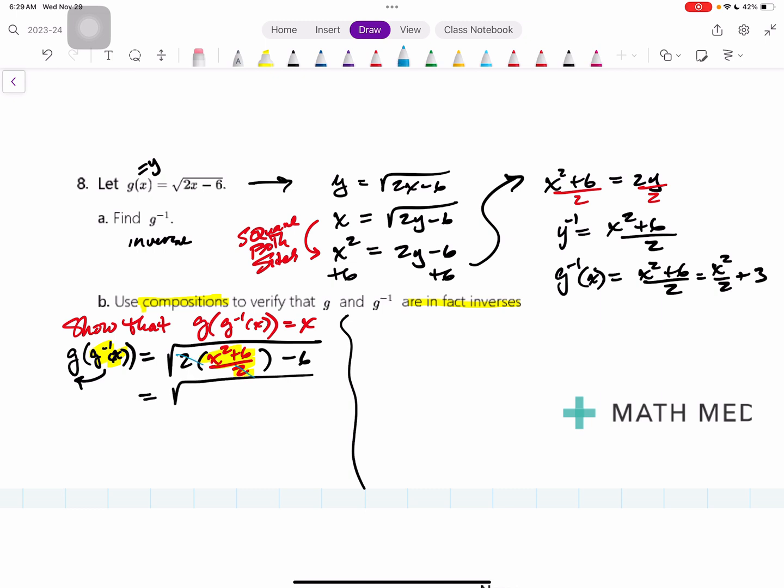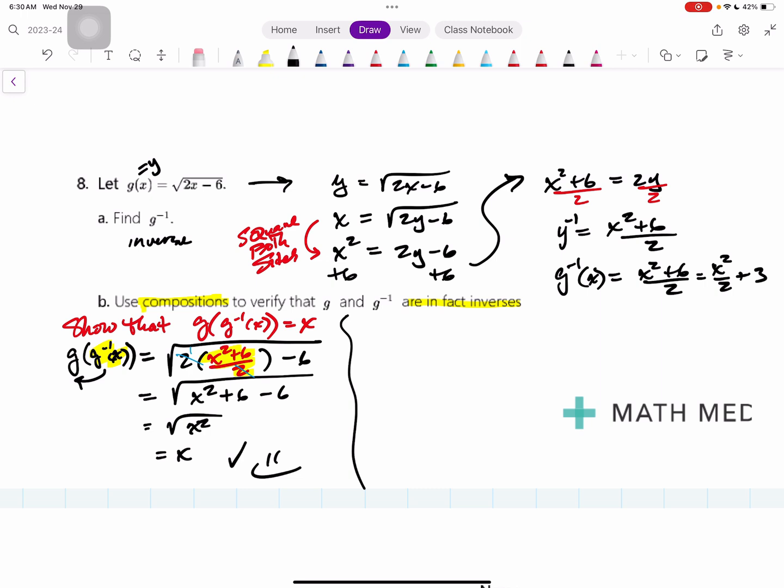Simplifying, let me see, 2 divided by 2 is typically 1. All right, especially in the morning here, and it is in the morning, and I get x squared plus 6 minus 6. That gives me the square root of x squared, and that gives me x. Okay, so this one's good.